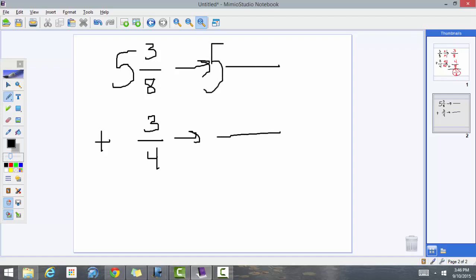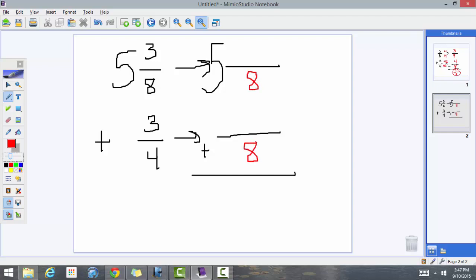and rewrite everything. So the big number 5 is not going to change, the plus sign won't change, but our fractions may change. So if our denominators are 8 and 4, we want to think of the smallest number that 8 and 4 can go into. So the LCM of 8 and 4 is 8.